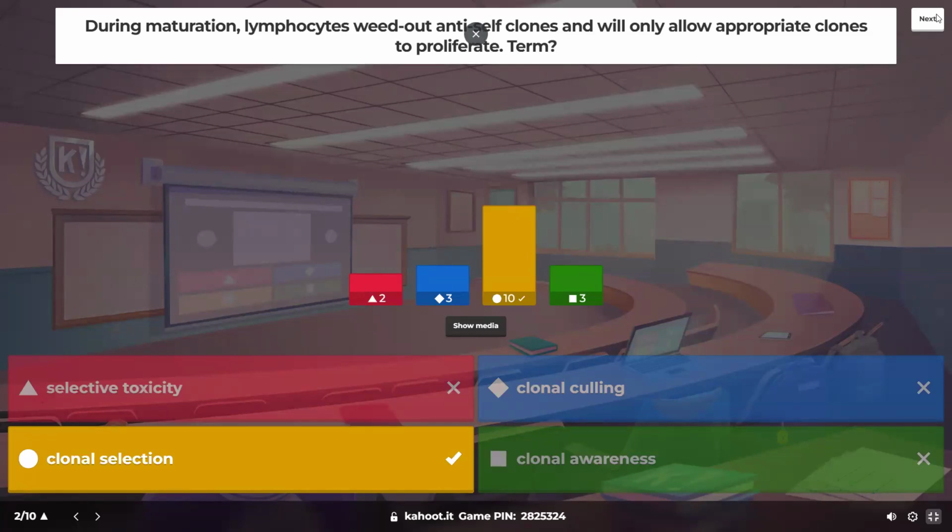And then after we have our whole repertoire of guys that don't attack self, hopefully, there's one cell for each possible antigen.